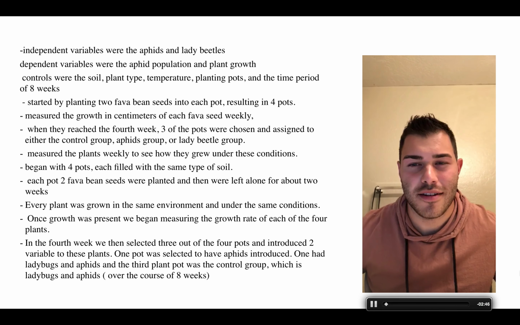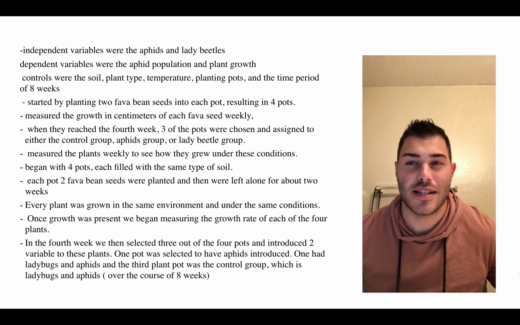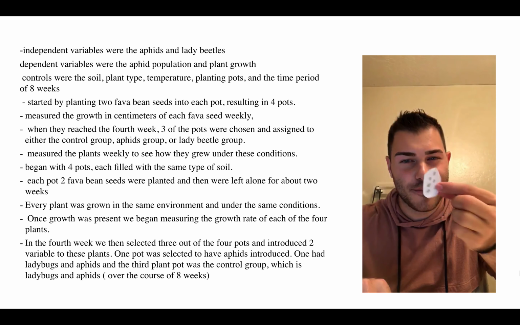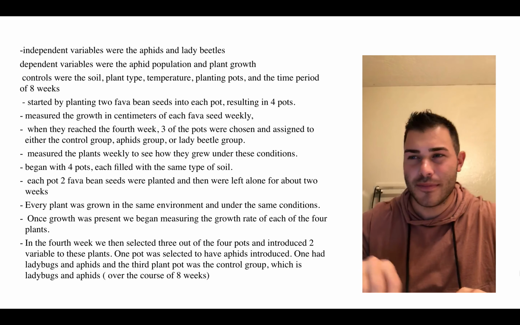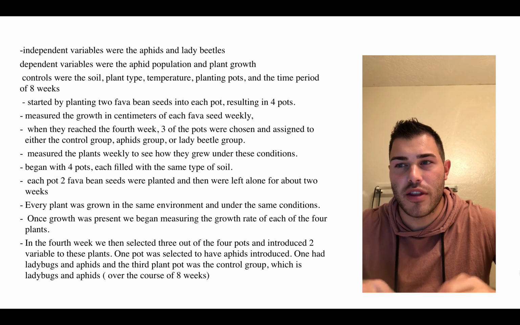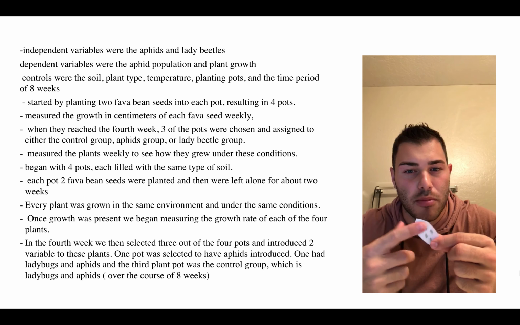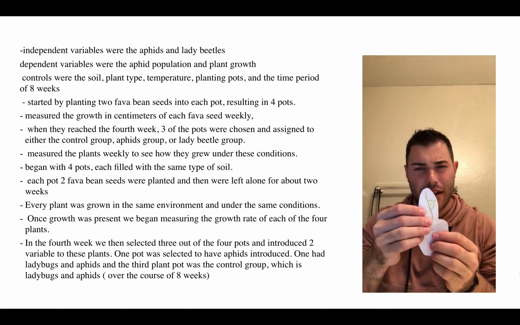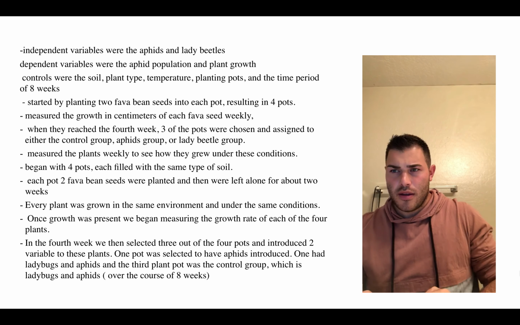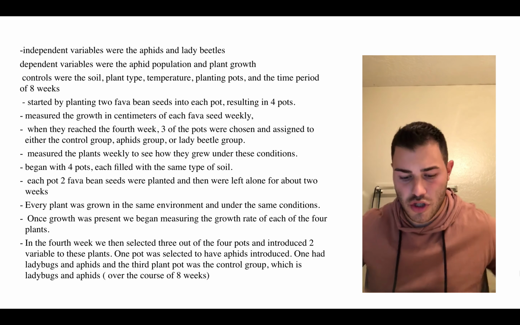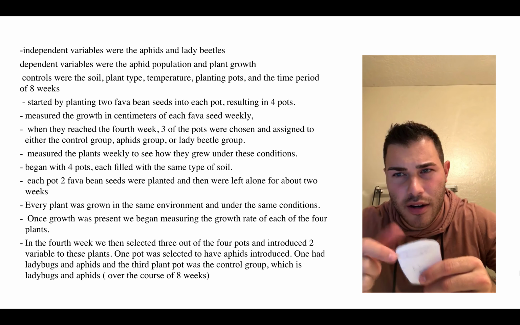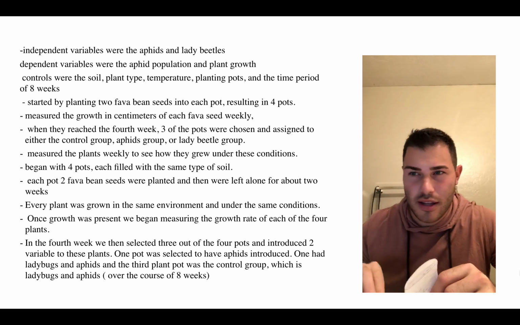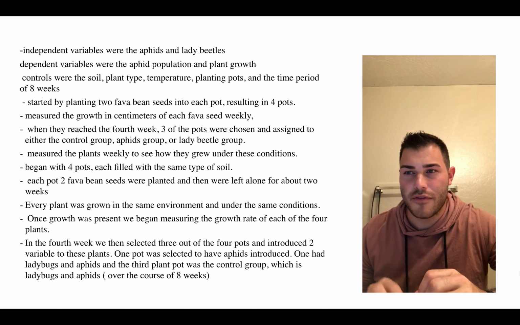Alright, so this is the method. For this experiment, the independent variables were the aphids and the lady beetles. And the dependent variables were the aphid population, so the number of aphids, and plant growth. The controls were the soil, right here, type of plant, the seed, and time period of 8 weeks.